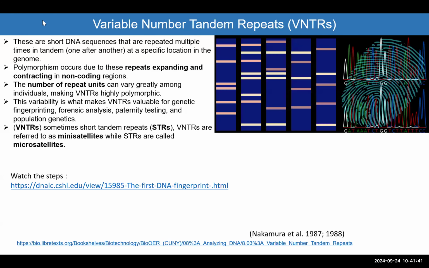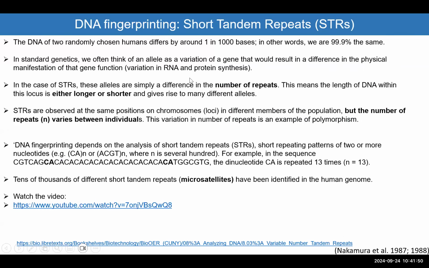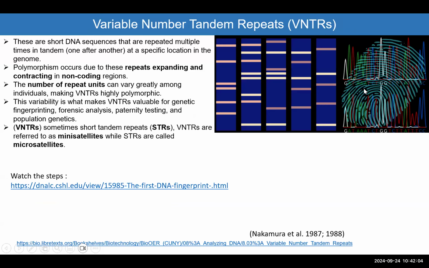Now, one thing I want to discuss with you, and I believe for the health sciences department this is going to be important, is to identify the differences between individuals by identifying this difference in the 0.1% of their genome. And the way we can do that is by identifying tandem repeats. So these tandem repeats are in principle the variable tandem repeats.